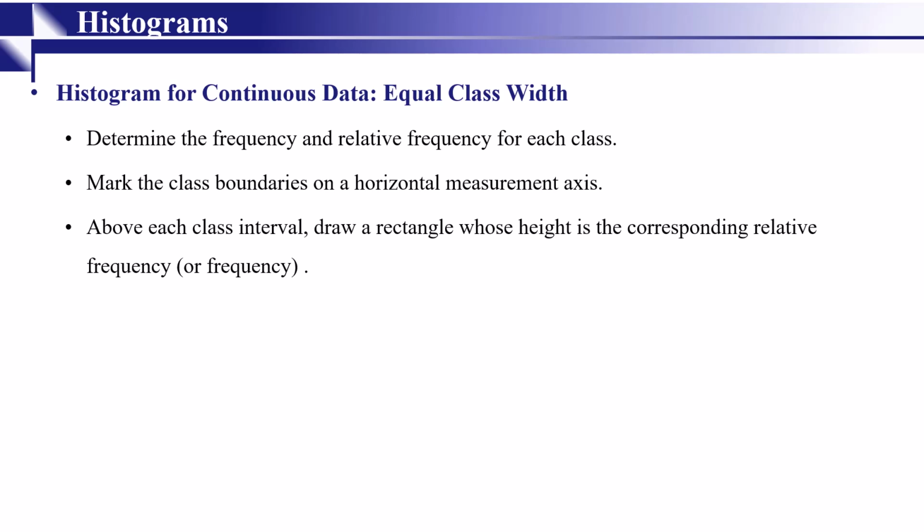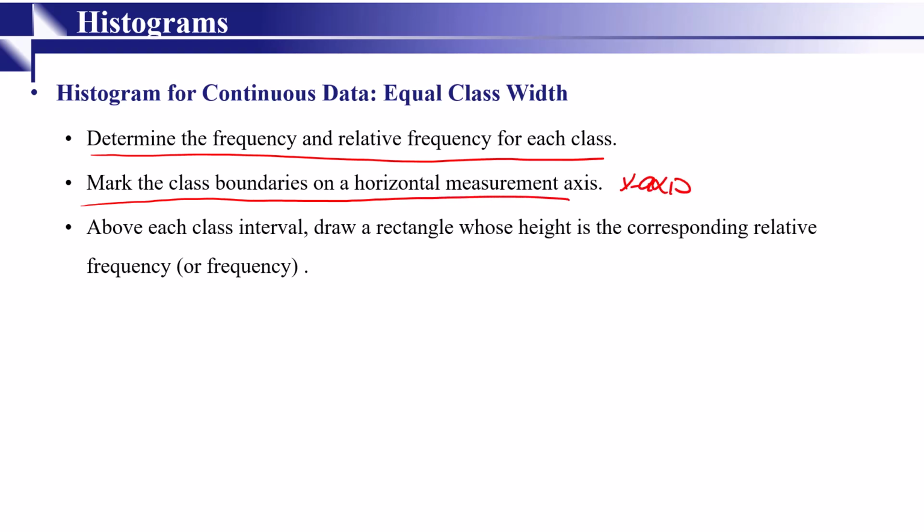For continuous data, a histogram is used to display the distribution of values that are grouped into intervals or classes. These intervals, bins, or classes represent ranges of values, and the width of each interval is equal, meaning each class contains the same range of data values. So how to do it? First, we determine the frequency and relative frequency for each class. Then we mark the class boundaries on the horizontal axis, the x-axis. Then above each class, we draw a rectangle whose height corresponds to the relative frequency.